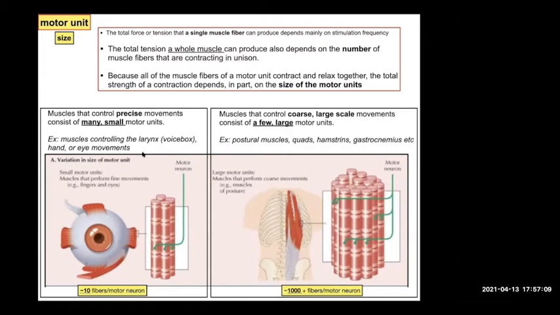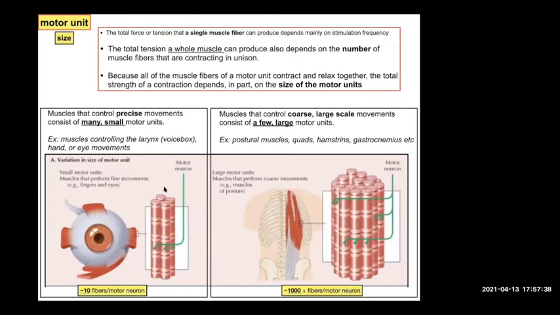Very fine movements, but they have to be done very precisely. So when you have something that needs a lot of precise control, you are going to have many small motor units, right? So basically this motor neuron is micromanaging this whole muscle right here, having very fine control over it, because you need that fine movement. You don't want big clunky movements, right? You want very fine control. And we're going to see this later, right?